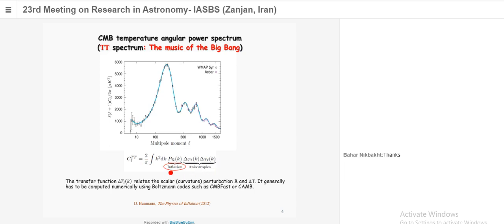And inflation enters from this function, the scalar power spectrum, and we can test or examine our inflationary model via this relation, to compare between theoretical prediction and observation by means of the observational C_l^TT.